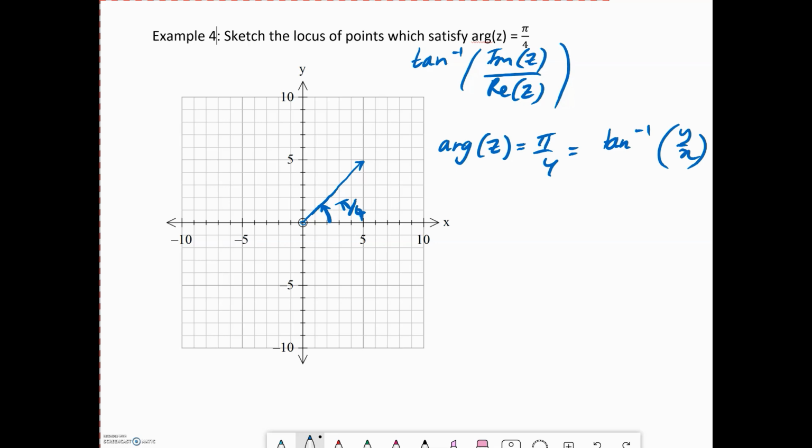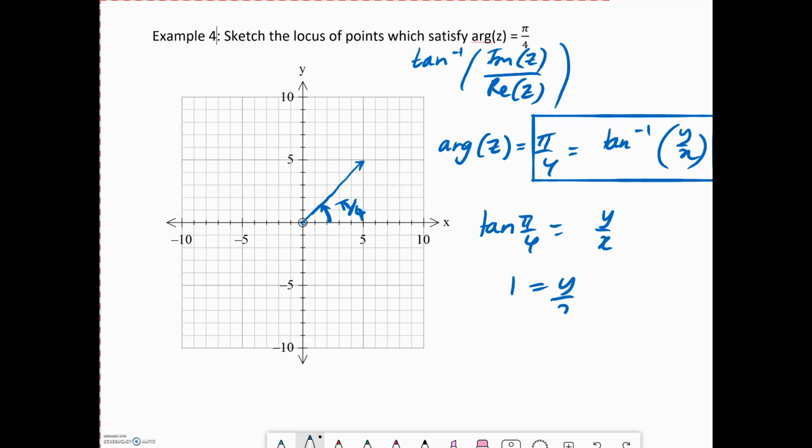Okay, so we can just rearrange the equation. So this is our equation here. We've got tan of pi over 4 equal to y over x. So tan pi over 4 is 1. So 1 equals y over x, and x equals y. And we just have to be careful that we mention that x has to be greater than 0. So our equation is x minus y equal to 0, x greater than 0.